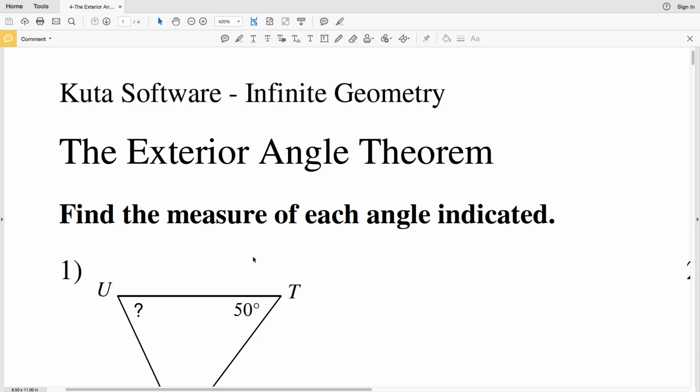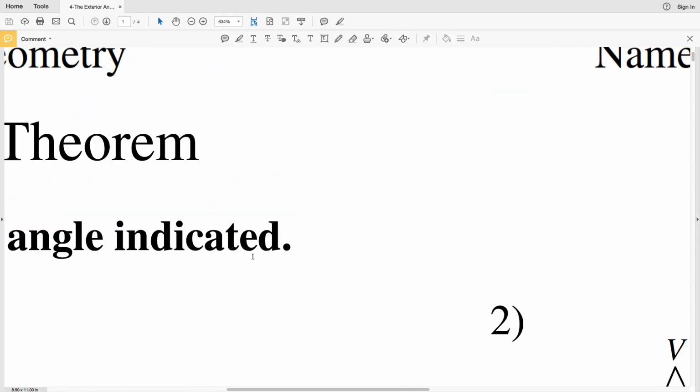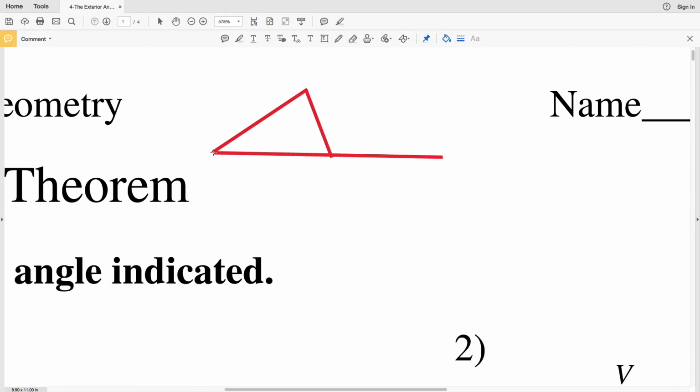In this video, we're going to start the Kuta Software Infinite Geometry free worksheet, the exterior angle theorem. Before we start number 1, let's quickly go over the exterior angle theorem. The exterior angle theorem says that this angle A plus this angle B will equal this angle X.